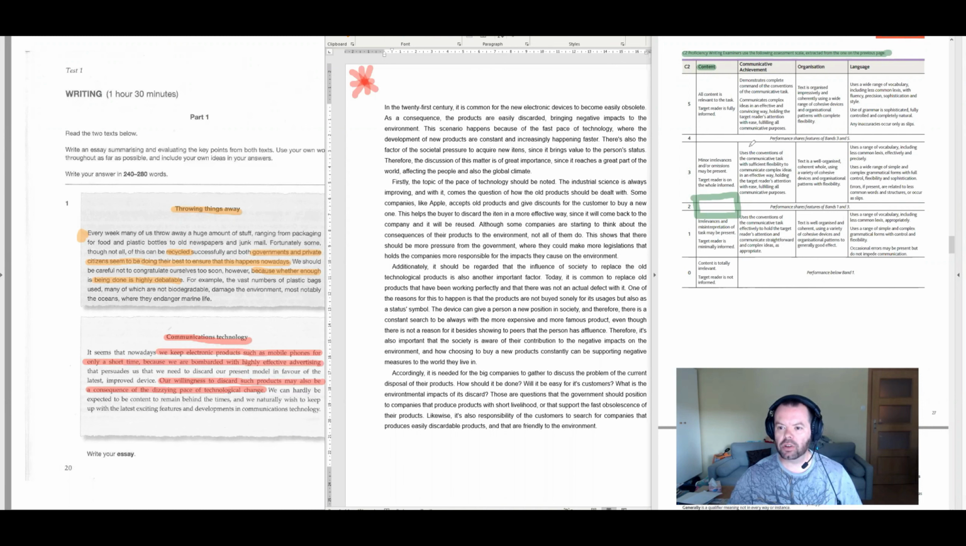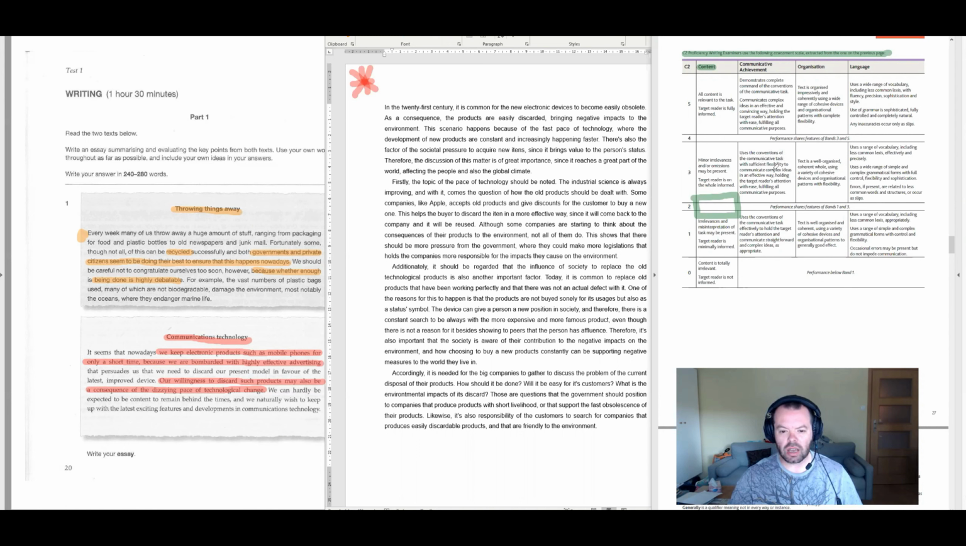For a band 3 on communicative achievement, it says uses the conventions of the communicative task with sufficient flexibility to communicate complex ideas in an effective way, holding the target reader's attention with ease, fulfilling all communicative purposes. Have we got that? Well, we've definitely got the conventions of the communicative task. It is an essay and it follows the rules of an essay. But is there sufficient flexibility? Possibly.